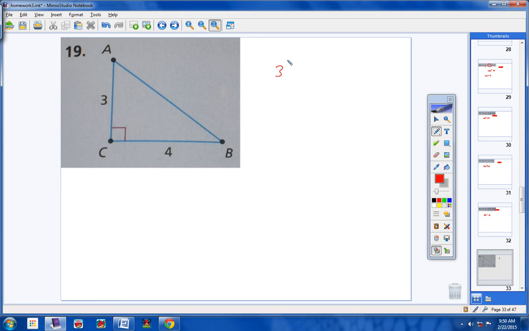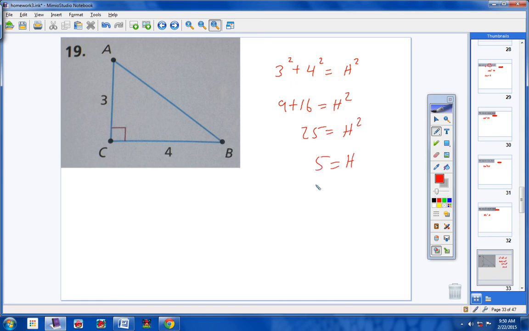So very quickly, I'm going to go really fast. I'm not going to try to be neat. Leg squared plus leg squared equals hypotenuse squared. 9 plus 16 equals hypotenuse squared. 25 equals hypotenuse squared. Take the square root of both sides.